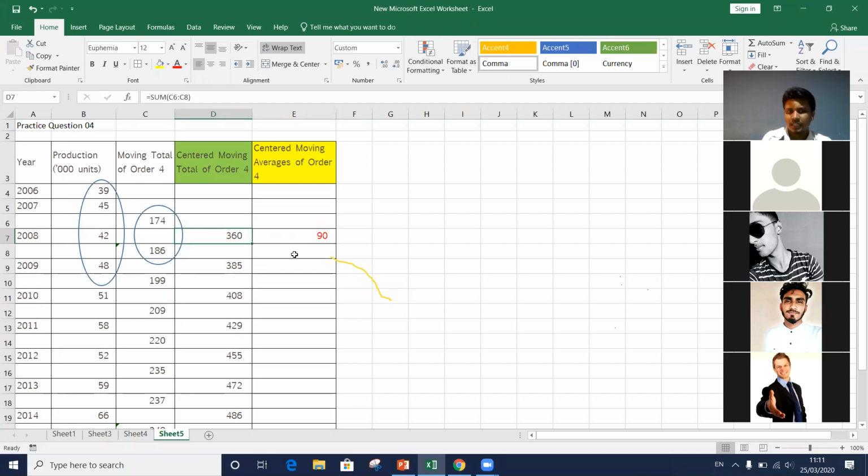How has this 360 been formed? මේ 360 හැදුනේ කොහොමද? 360 means the sum of this, isn't it? 360 හැදිලා තියෙන්නේ කොහොමද? 174යි 186යි කියන දෙකේ එකතුව. The sum of 174 and 186 will form 360. Right. එහෙනම් 360 කියන figure එක ඇතුලේ how many elements are there? මේ 360 කියන figure එක ඇතුලේ elements කීයක් තියෙනවද?